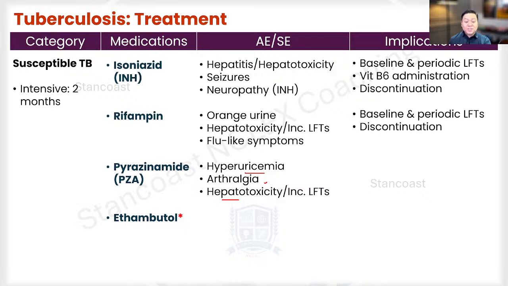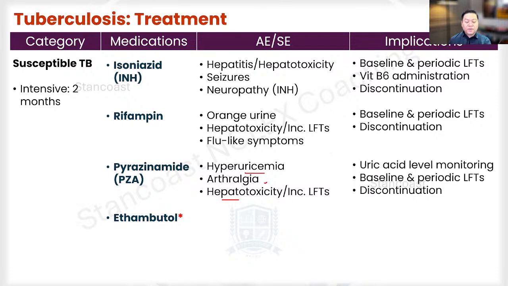So what are we going to do for this patient who will be taking the PZA? Well, we are going to check their uric acid level. We're going to have to monitor that at least every month. And there's also going to be baseline checking of their liver function and periodic testing at least every 2 to 4 weeks. And if it's really going to cause that hepatotoxicity, then discontinuation will happen, and again, replacement with another anti-tubercular medication.